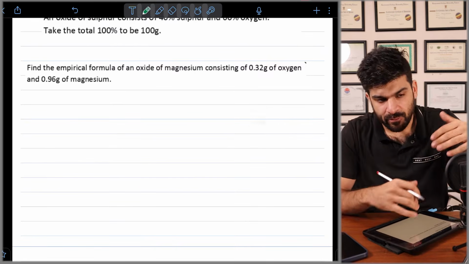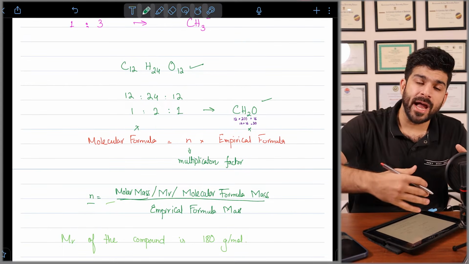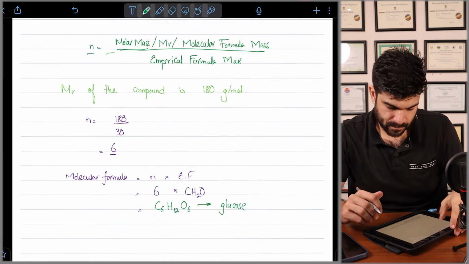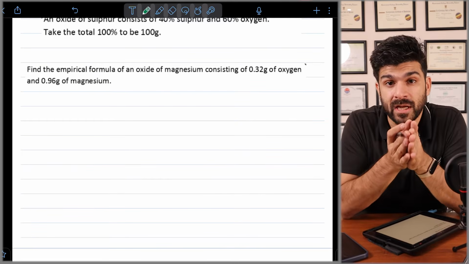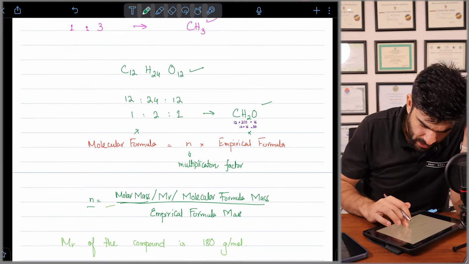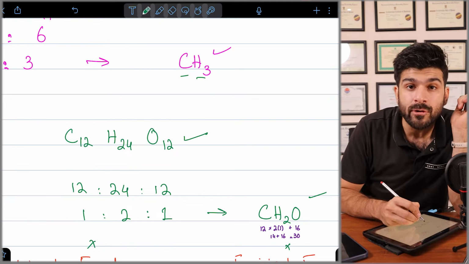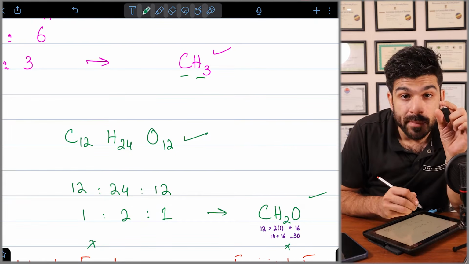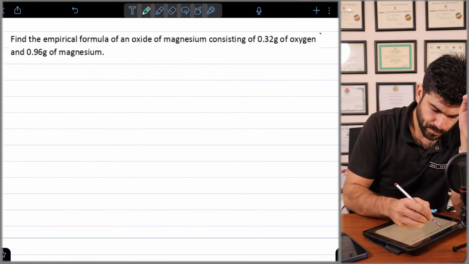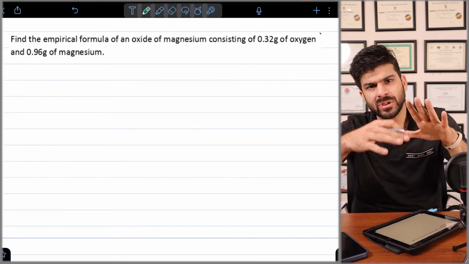So whenever I was saying that glucose contains 6 moles of carbon, 12 moles of hydrogen, there was a reason I was using the term moles here. Because even in an empirical formula, if you just talk about CH3, we have 1 mole of carbon and 3 moles of hydrogen. So the term is moles. Even when we are doing the percentage, the ratio, you're going to calculate the moles. So let's do it step by step.